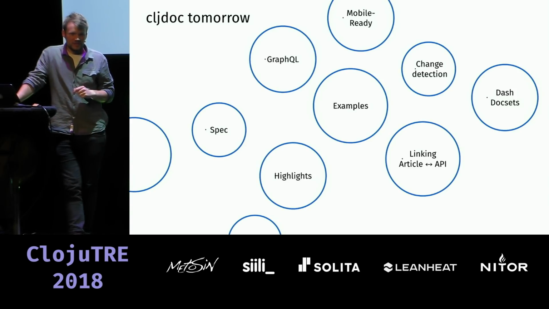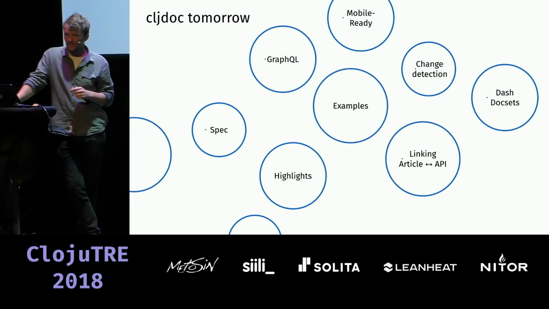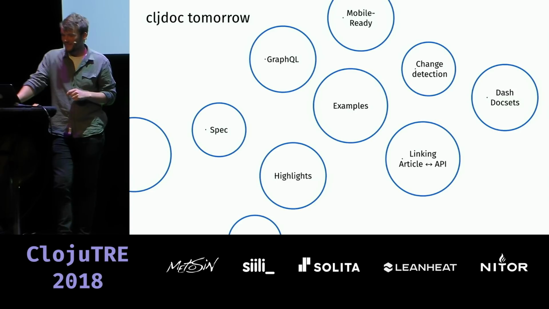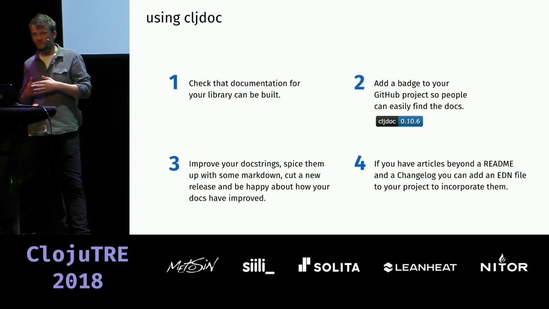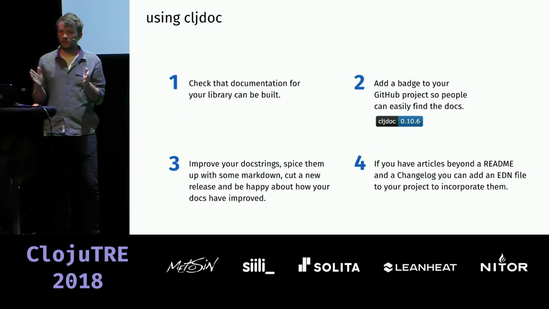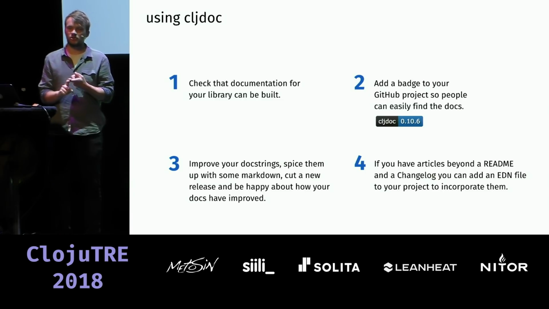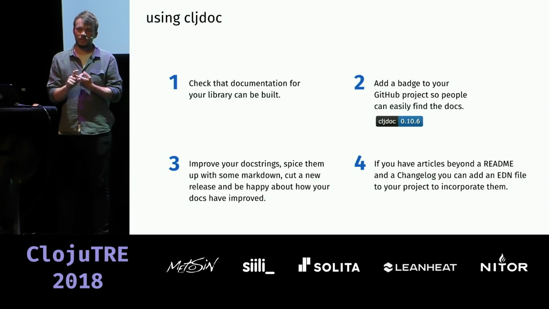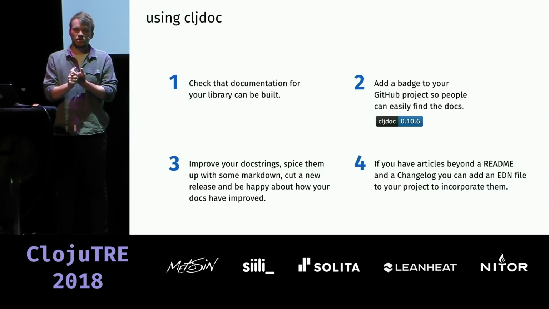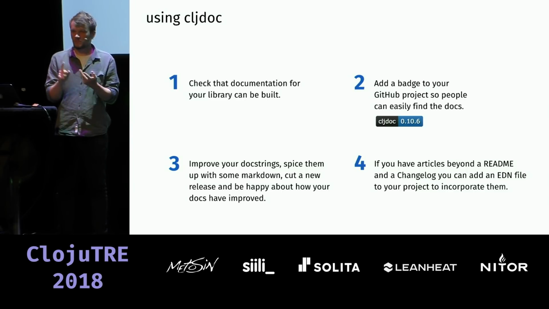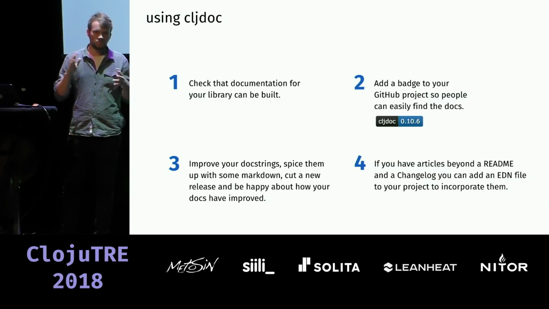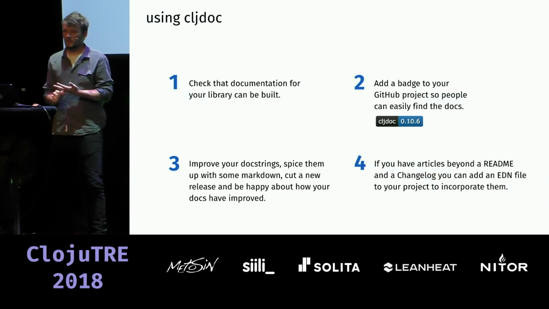So someone suggested that at 2.5 minutes, I should say how you use cljdoc. I guess that makes sense. The first thing you should do if you're a library author is check that the documentation for your library can be built. Some stuff cannot be built, like there's a missing dependency, or some require is missing. That just happens, and there's nothing cljdoc can do about it.